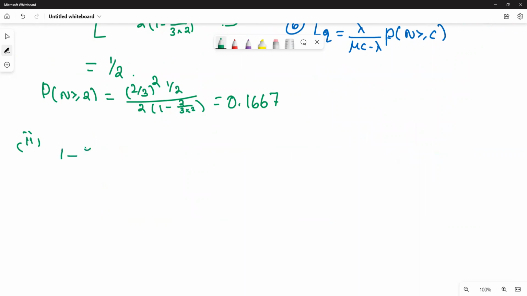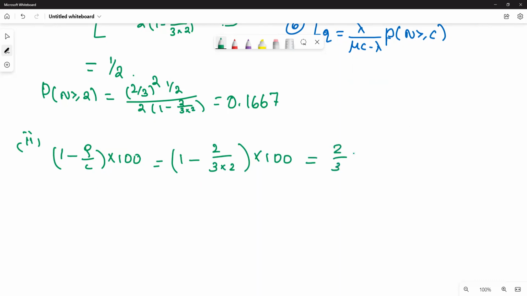Moving to the second subdivision: what is the expected percentage of idle time for each girl? That is (1 minus rho by c) into 100. Percentage is asked, so into 100. So 1 minus (2 by 3)/2, into 100. That is (1 minus 1 by 3), that is 2 by 3, into 100. That is 200 by 3, which is approximately 67%.